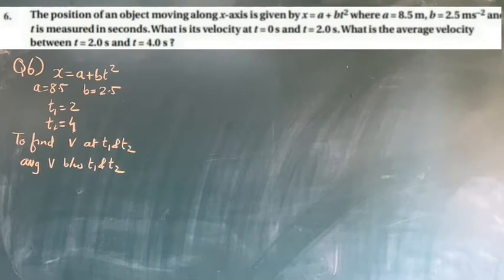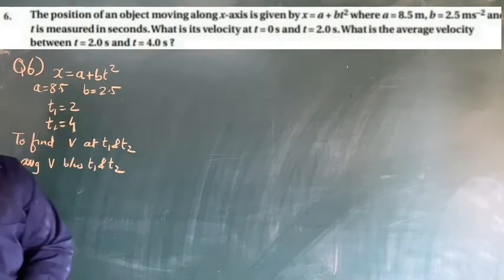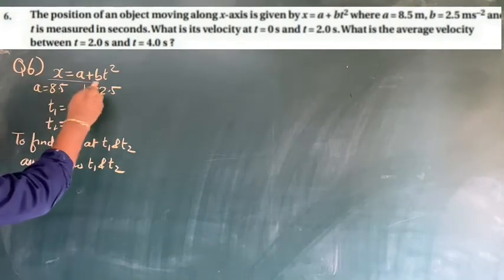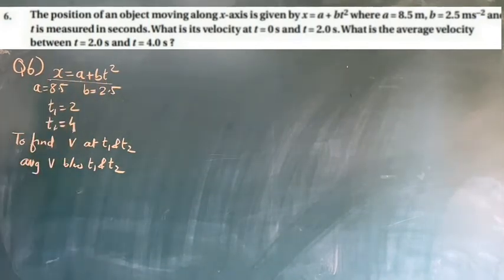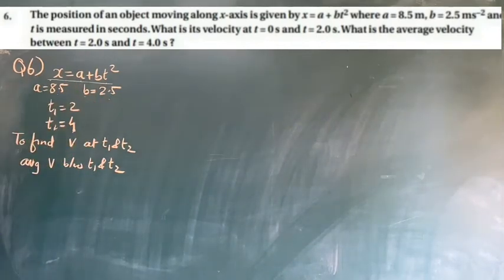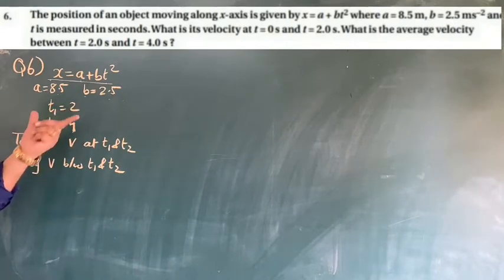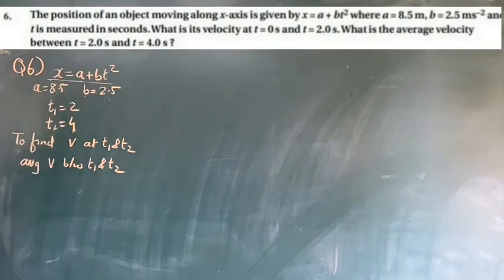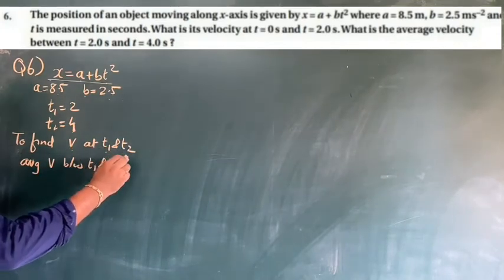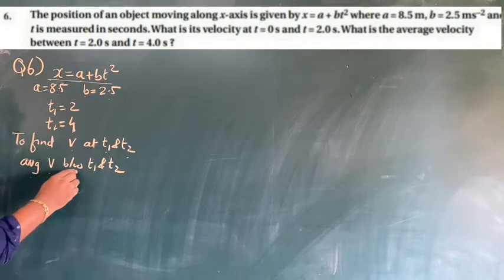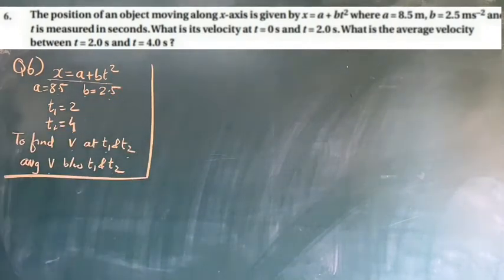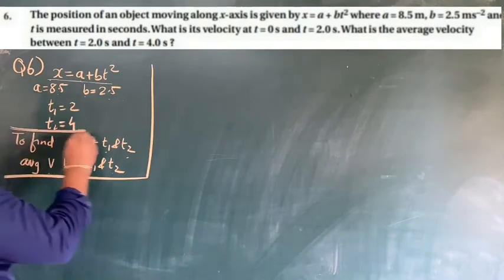Now let's move to question number 6. In question number 6, it is given that an object is moving according to the equation x equal to a plus bt square, where a is equal to 8.5 and b is equal to 2.5. And the times are t1 equal to 2 and t2 equal to 4. Now you have to find out the velocity at t1 and at t2 and the average velocity between t1 and t2.